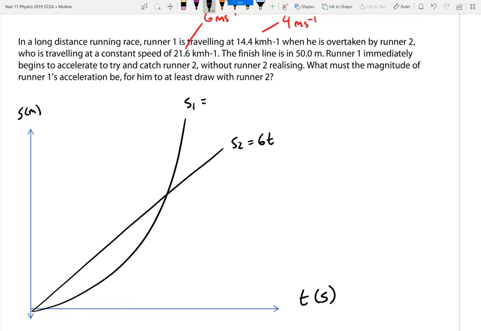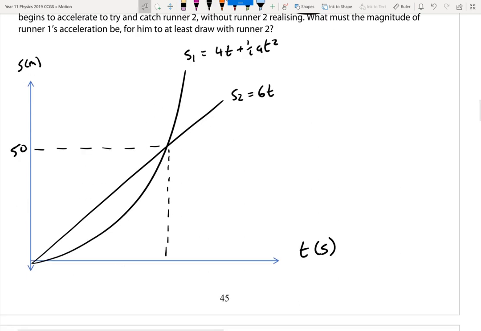This is actually a completely different question. This is going to be 4t plus a half at squared. Now what I've done here is I've said that he needs to catch him at 50 meters. So we need to find the time and then figure out what the acceleration must be.